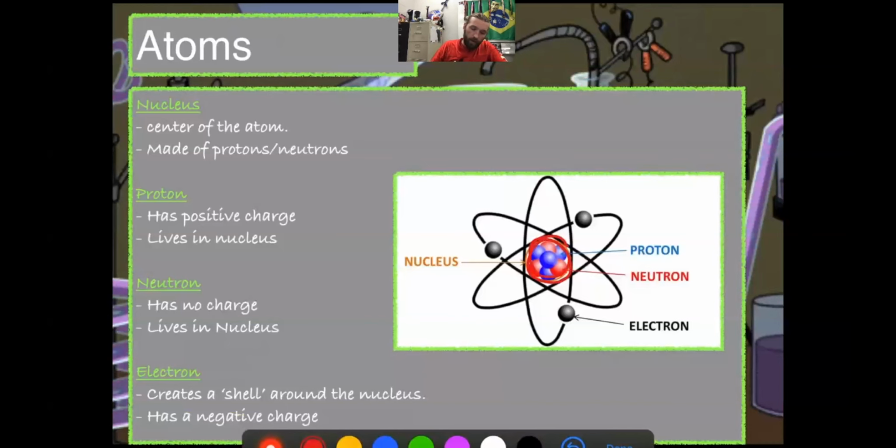And the reason why we have neutrons in the center of the atom is to help space out the protons. Protons don't really like each other. It's the same thing as electrons don't really like each other.